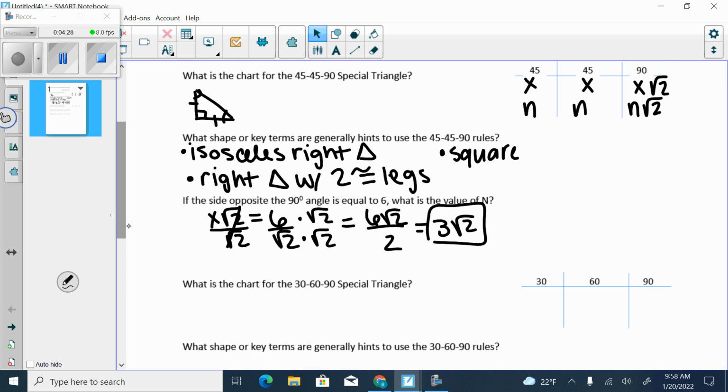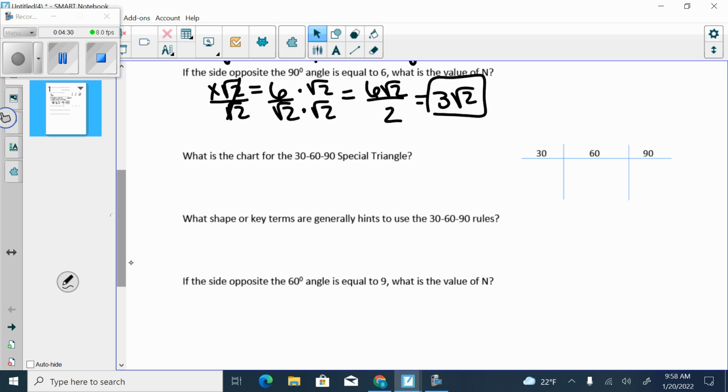Okay. All right, same idea for 30, 60, 90. What do we label that side across from 30? X, or any letter they choose to use, right? What about across from 60? Yes, x square root of 3. And across from 90? Yes, and 2x. Very good.